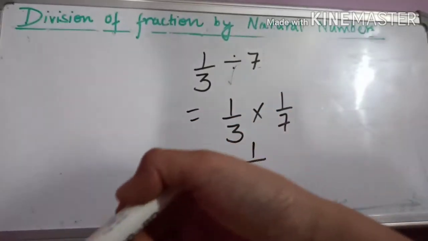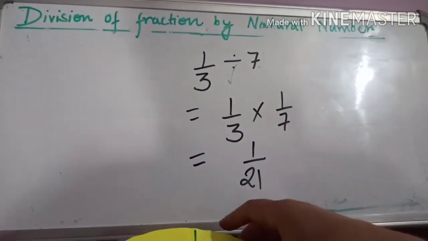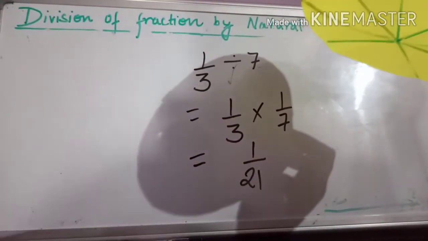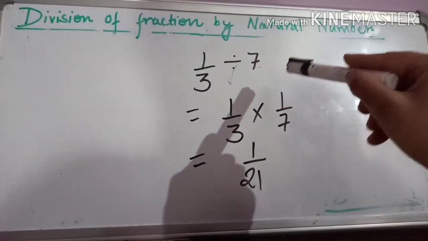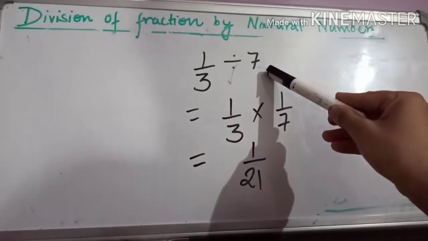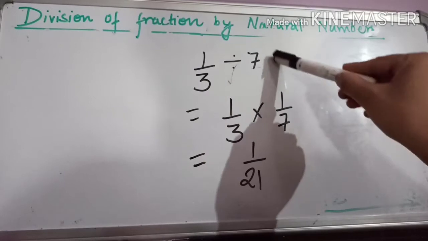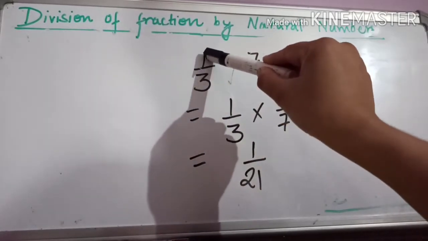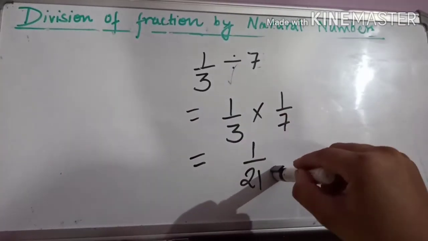This way we will divide a fraction by natural numbers, and from here we can conclude that whenever we divide any fraction by a natural number, we multiply the numerator of the fraction by 1 and the denominator by the given natural number. So whenever we have to divide any fraction by a natural number, we multiply the numerator by 1, 1 1s are 1, and the denominator by the given natural number.